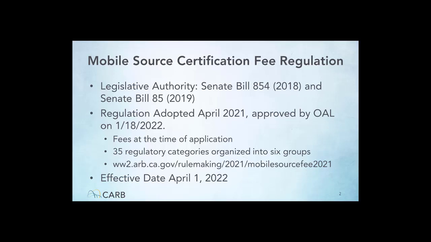The new fee structure requires an upfront fee at the time of product application. There are 35 different categories organized in 6 different verification groups. This tutorial focuses on the Diesel Emission Control Strategy for Locomotives group. To read the regulations, please go to the web page shown here.